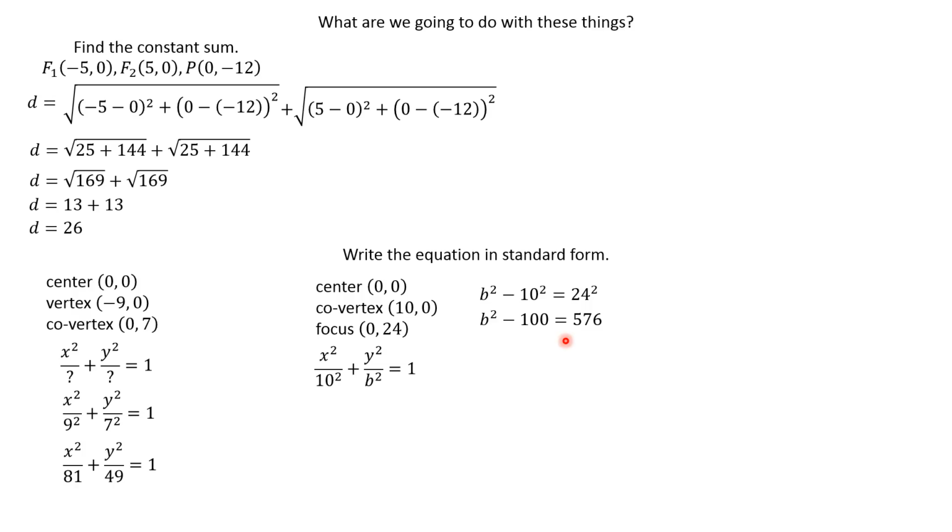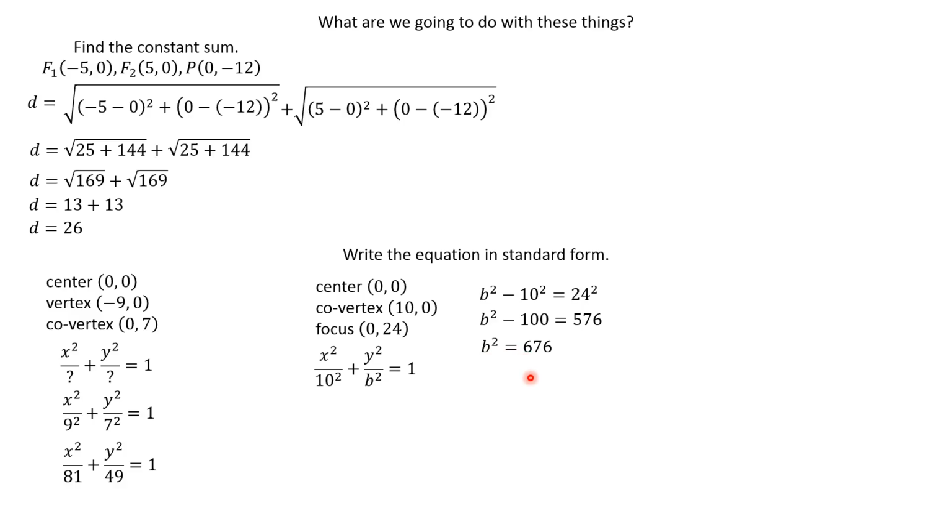We can add 100 over, so we get b squared equals 676, which means that b equals 26, but that actually isn't all that important because what goes in the equation? B squared. 676 is right there. In this case, hey, you square root and it's 26. It's not always an easy square root.